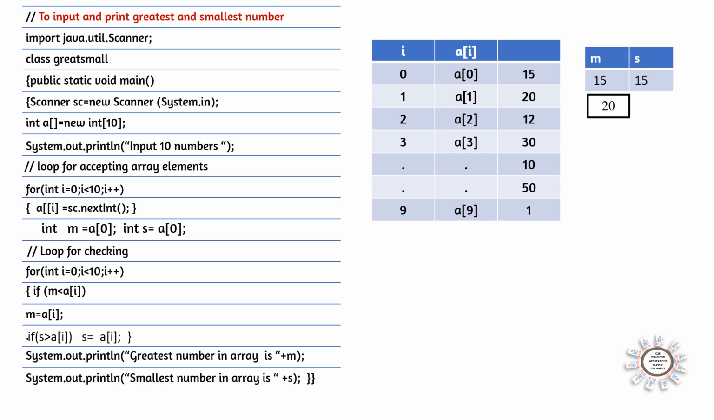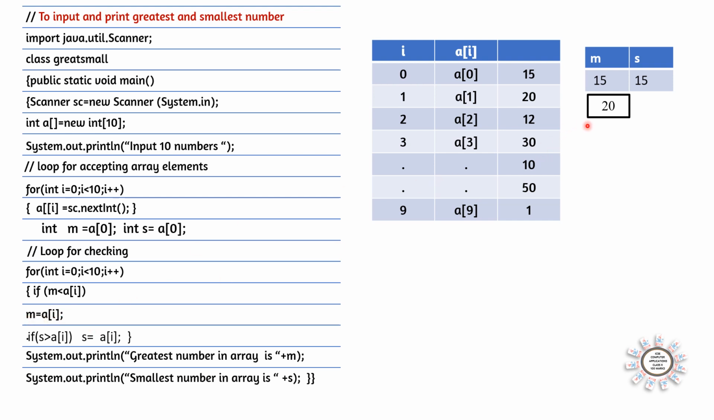And now first we can check the greatest number. All numbers will be checked in this way. Next time 20 and 12 is checked. No reaction is there because this one will be smallest, so no change. Then 20 and 30 are checked. When 20 and 30 are checked, m is small and a of i is the greater number. That means exchange will take place.